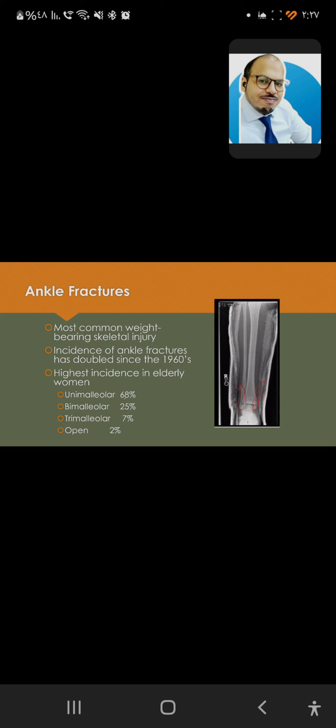Usually, the highest number of cases is unimalleolar. So either a lateral malleolus or a medial malleolus. Okay. It can be bimalleolar يعني يكون medial and lateral أو trimalleolar يعني medial lateral and posterior. It's very rare to be open.